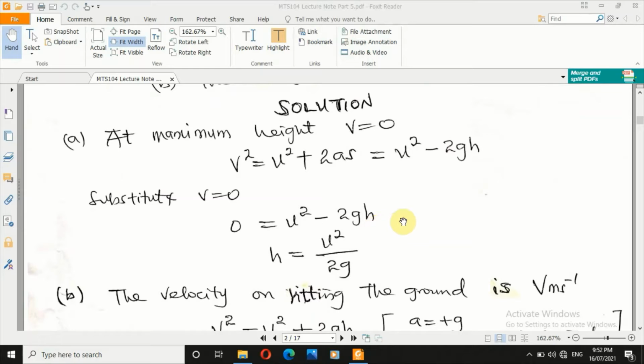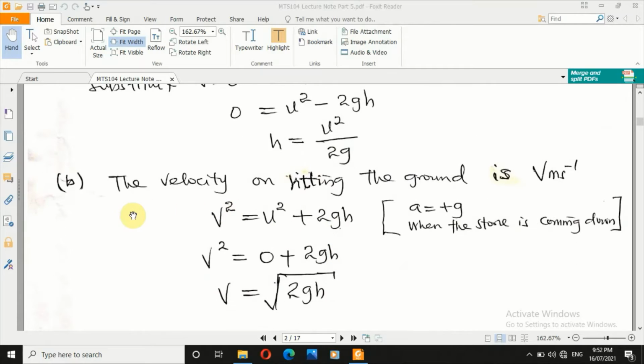U squared minus 2gh. So from here we can make our height to be u squared over 2g. The second part now is that we're asked to find the velocity on hitting the ground, and the velocity will be the final velocity, that is v, and the unit is meter per second.